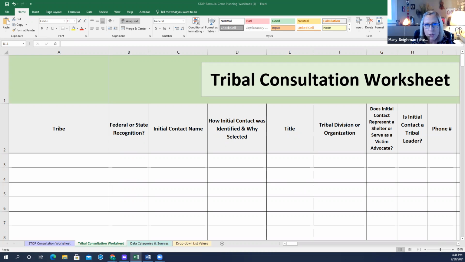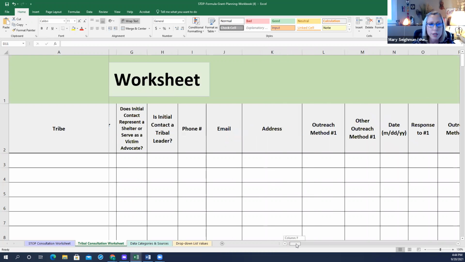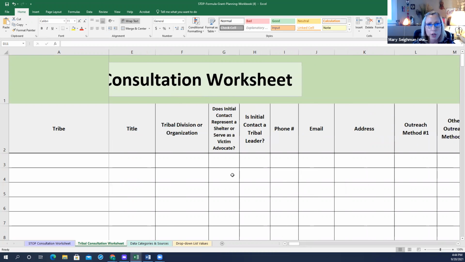And then there's another column related to advocacy, or this question here, does initial contact represent a shelter or serve as a victim advocate? We placed this column in here based on the input of a tribal TA provider who said, yes, of course, you have to consult and coordinate with the tribal governments, and you need to get their input. But in terms of substantive input, if you want to hear more about how it's really going for survivors and their children and families, probably talk with someone who is an advocate or who works in a direct service program, like who does Head Start or something like that.